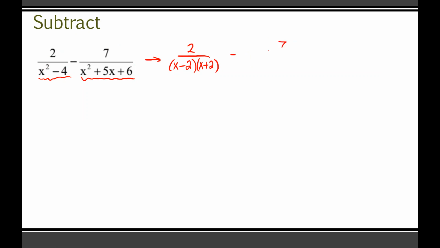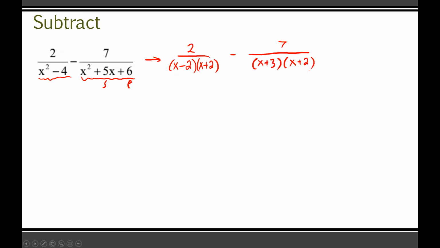Minus 7 over this whole thing right here. Well, this is just a classic sum product rule. So we're looking for two numbers with a sum of 5 and a product of 6. Well, those two numbers are going to be 3 and 2, positive 3 and positive 2, I should say. So x plus 3 is going to be one of them, and x plus 2 is going to be the other.